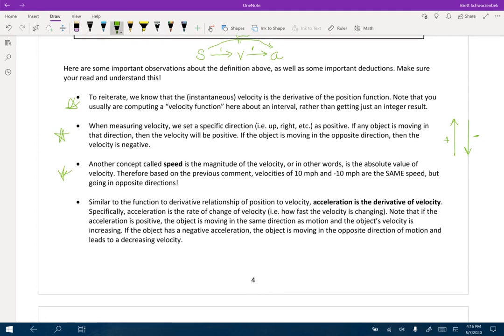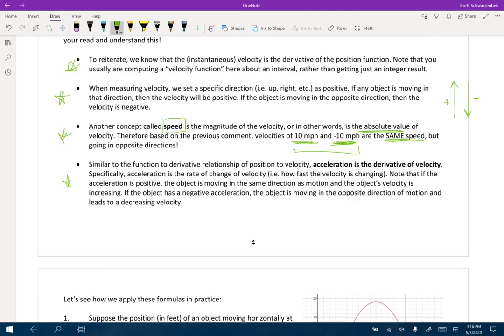Next thing. It says another concept called speed is the magnitude of the velocity, or in other words, the absolute value of the velocity. So let's say you have velocities of 10 miles per hour and negative 10 miles per hour. So 10 miles per hour would be in the positive direction, whatever that is set as, and negative 10 would be in the opposite direction at the same speed. Note that, like I just said, these two velocities are the same speed, but they're just in a different direction.